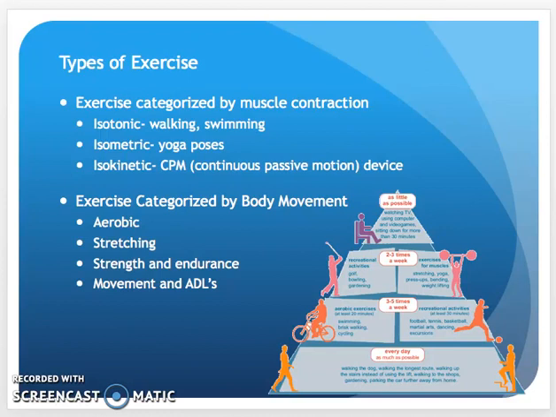Isometric exercise involves muscle contraction without the shortening and with minimal movement, such as yoga poses. And isokinetic exercise involves muscle contraction with resistance provided by an external device, such as continuous passive motion or passive range of motion offered by a nurse or a physical therapist.